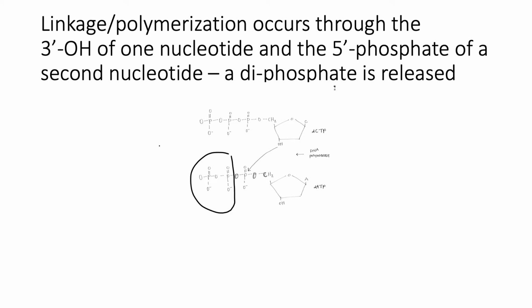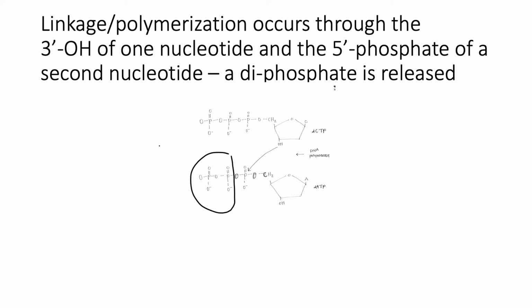3' to 5', indicating that 5' carbon, phosphodiester bond. Now, before I move on to show you what it looks like when it's polymerized, first of all, of course, the polymerization takes place during DNA synthesis using DNA polymerase.